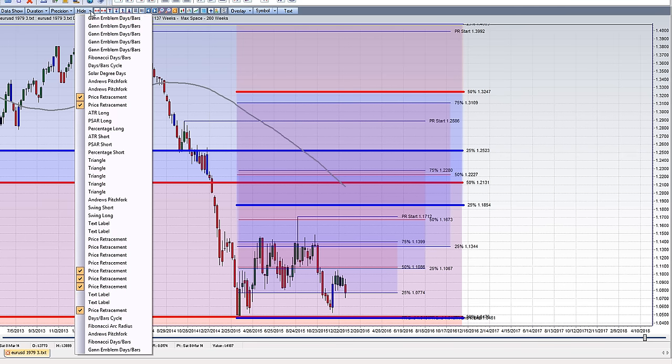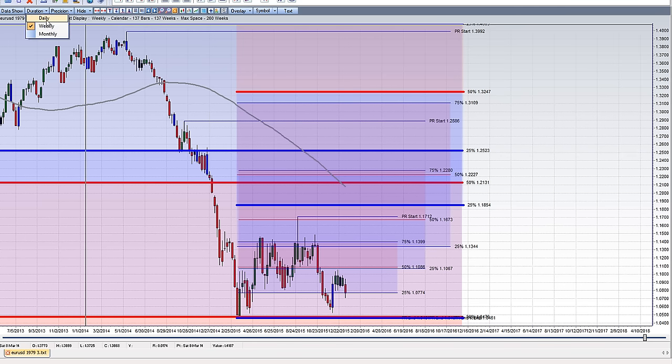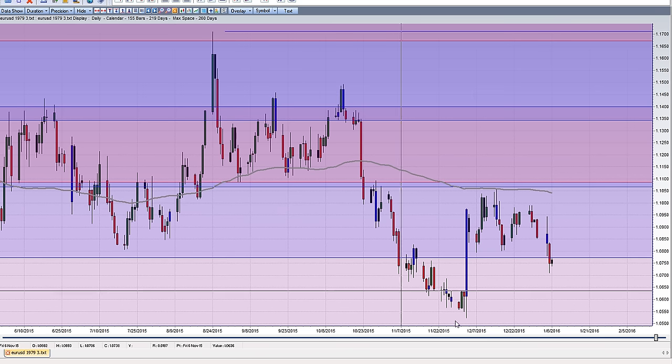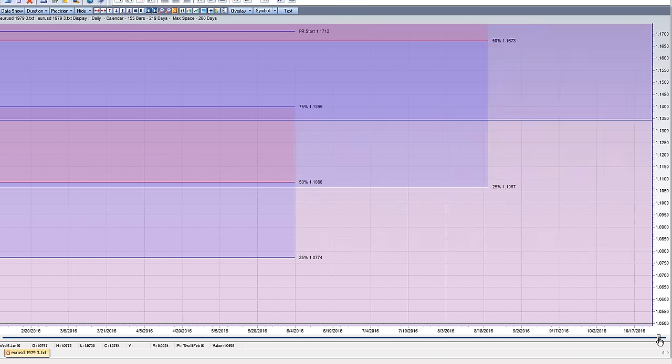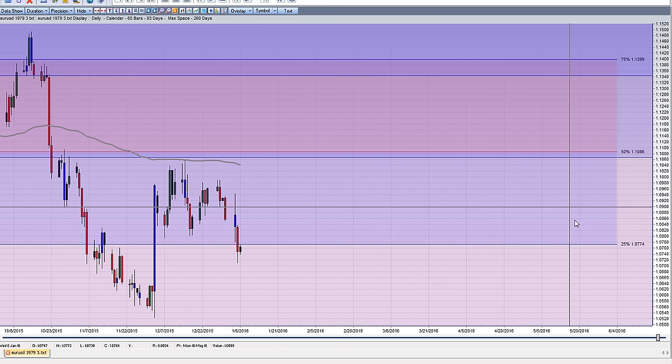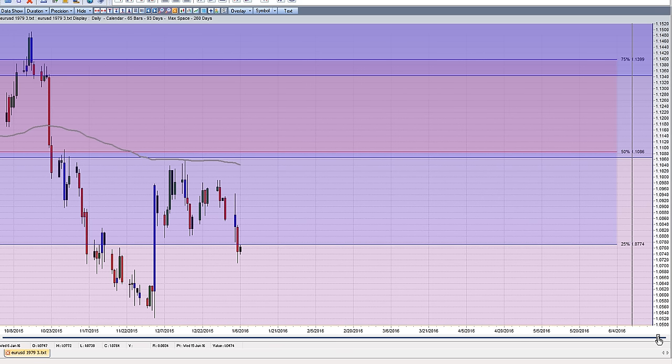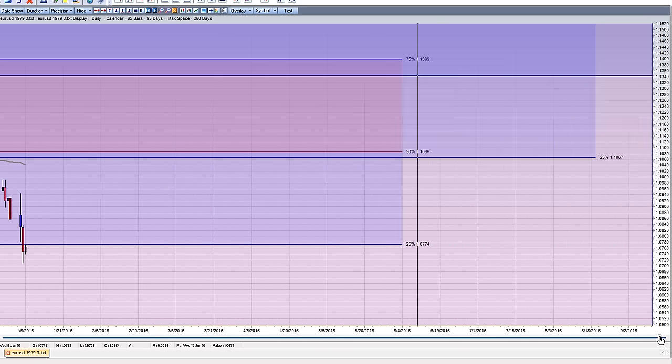Now we go into the daily. Let's go and zoom in a little more. I'm already at 6 minutes. And you can see how this is all playing out. And at the same time, you're noticing what's going on with the euro.